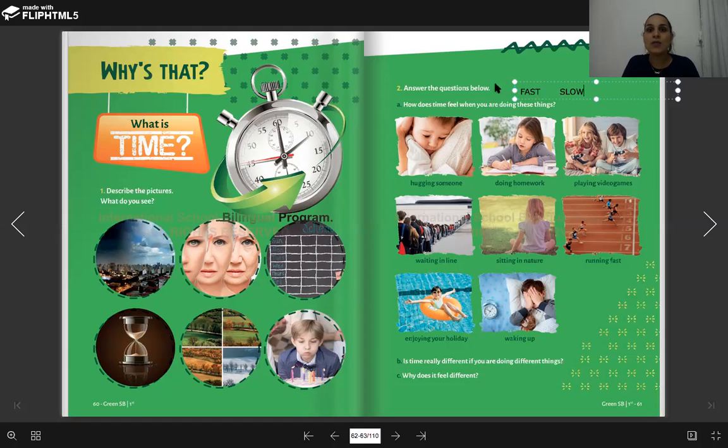Entenderam? Eu acho que quando hugging someone, eu acho que o tempo passa assim, ó. Eu acho que quando I'm doing homework, the time feels very slow. Playing video games, fast.